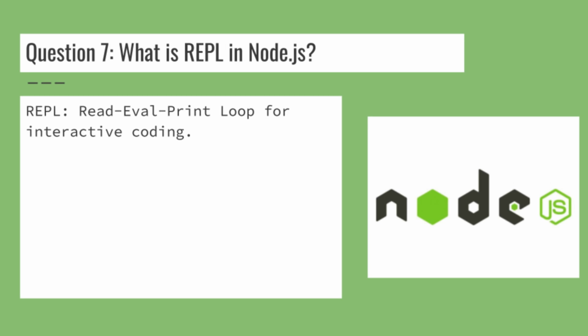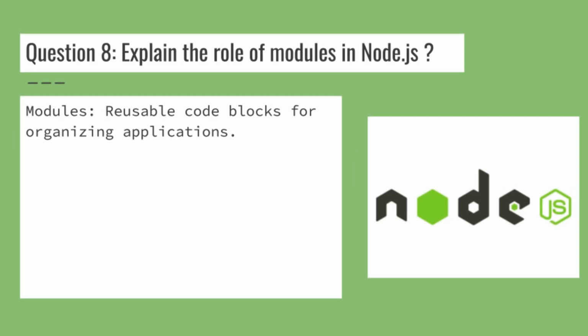REPL allows you to quickly test code snippets. You type in JavaScript code and REPL reads it, evaluates it, prints the result, and loops back, making it great for debugging. Explain the role of modules in Node.js.